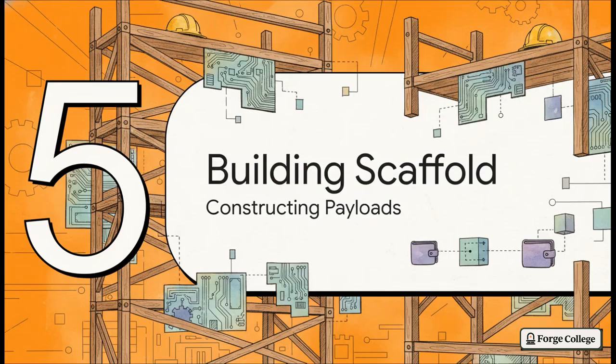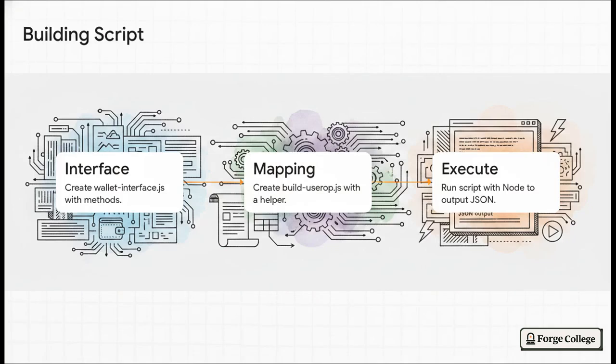Section 5. Building your scaffold. All right, time to put on our hard hats. Let's actually build the scaffold script to test this mapping logic locally. It's 3 easy steps. First, create your minimal adapter in a file called wallet-interface.js with your transfer, call, and batch methods. Second, create build-userop.js with a map action to userop helper function to fill in default gas fields. Finally, you execute the script with Node to output your JSON blueprints.